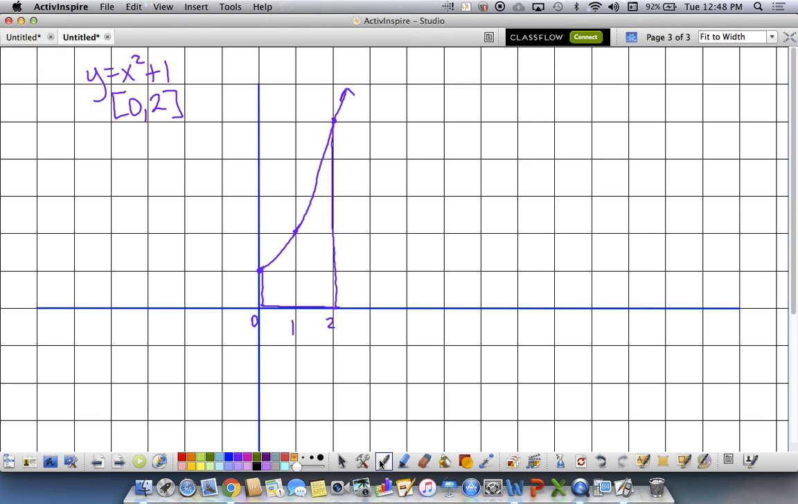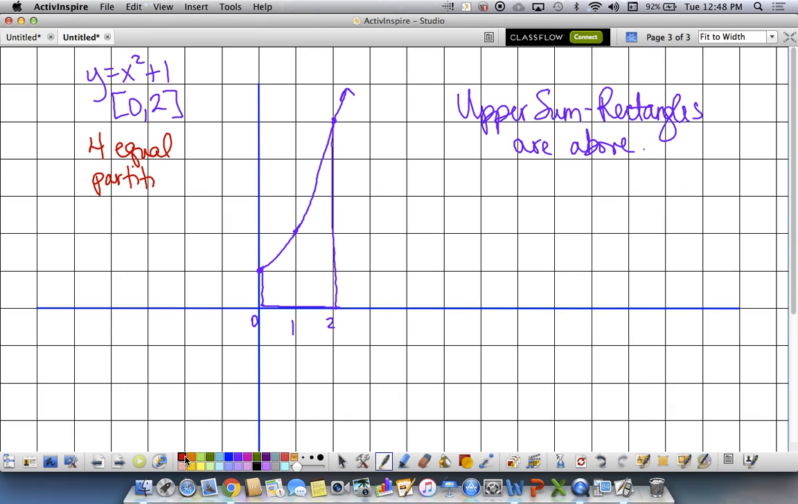Okay? So now with the upper sum, our rectangles are above. Okay? So here we go. We're still going to do 4 equal partitions. So I'm going to go a half and 1 1/2. When we draw these lines straight up, I'll hit H1. We already know that's not 3, so don't get excited.